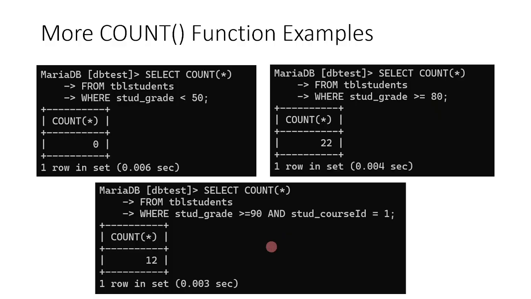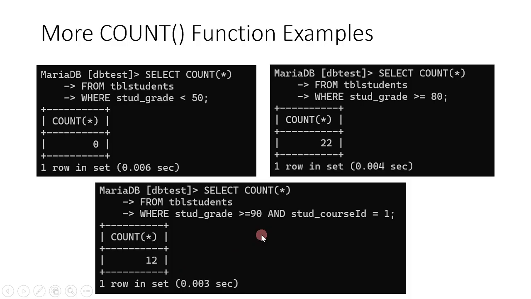So next is, how about BSIT students whose grades are 90 and above? Again, still we have the count, then stud grade is greater than or equal to 90, and the course ID is equal to 1. As we have known, 1 is for BSIT. So it returns 12, so therefore there are 12 BSIT students whose grades are greater than or equal to 90.